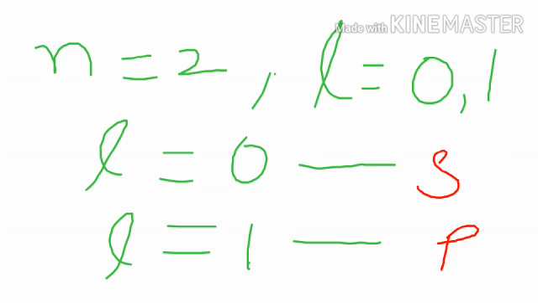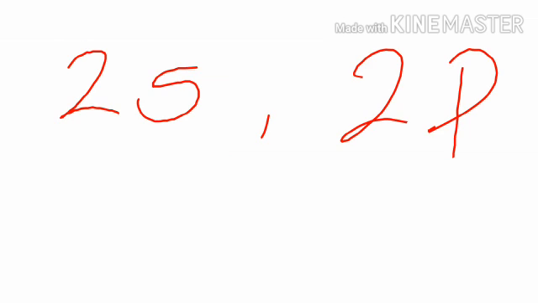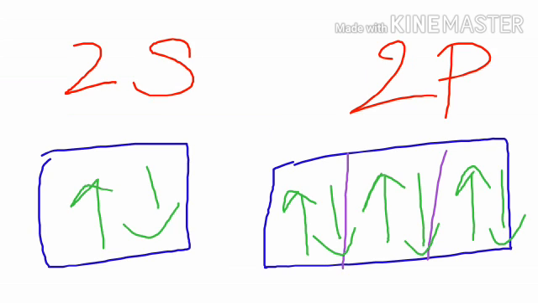If n is equal to 2, l has 0 and 1 values. If l equals 0, it indicates s subshell. If l equals 1, it indicates p subshell. That means the second orbit has two subshells. They are denoted as 2s, 2p. And you know s subshell has one orbital, p subshell has three orbitals.